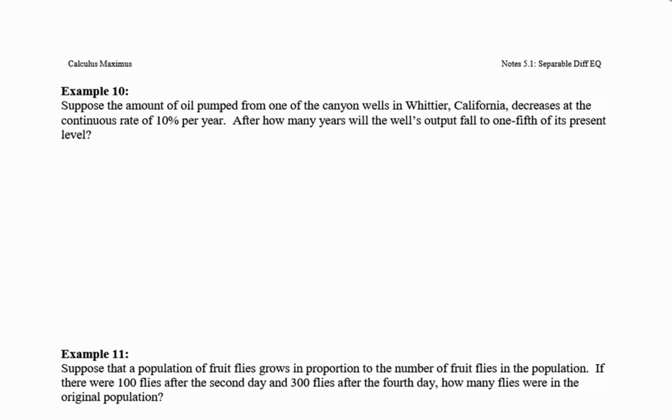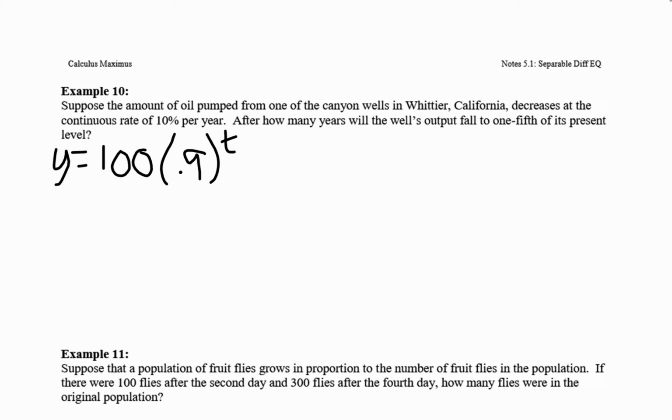Here we have example 10. Suppose the amount of oil pumped from one of the canyon wells in Whittier, California, decreases at a continuous rate of 10% per year. So we can come up with an equation for that. Let's say we start at 100%. We're going to lose 10% each year, so we're only going to be at 90% of what we were before.